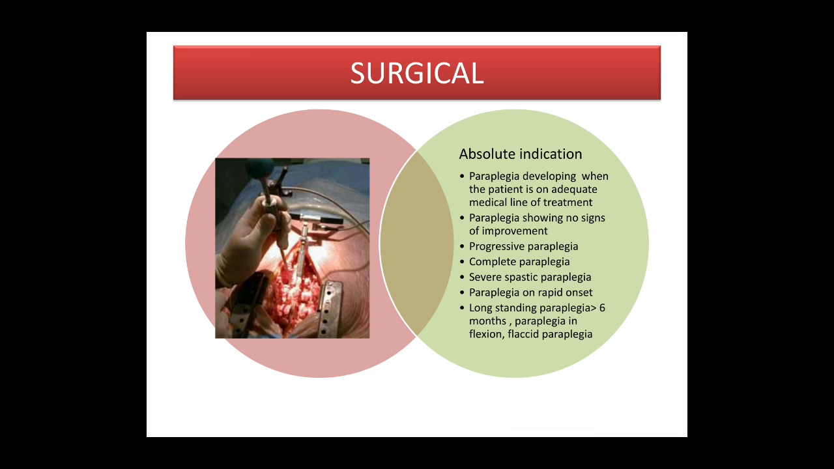Now coming to the surgical indications. Obviously you will have to consider absolute indications, where a patient develops paraplegia when the patient is on an adequate medical line of treatment, paraplegia showing no signs of improvement, progressive paraplegia, complete paraplegia, severe spastic paraplegia, paraplegia which is of rapid onset, and long-standing paraplegia of 6 months.